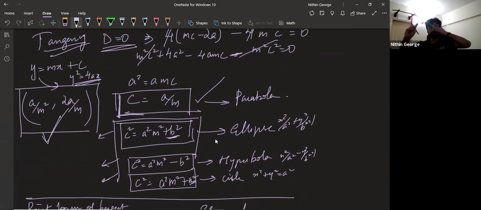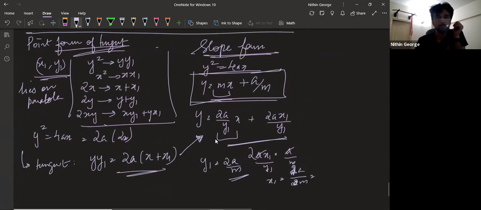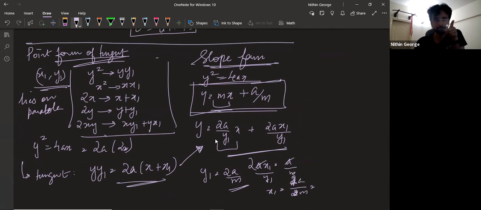Are you getting this, guys? What we did here: we had the slope form. So suppose you have the equation of the tangent, you can easily find the point of contact. Write the equation of the point form of the tangent and find the relevant point there. That will be the point of contact. This method is applicable for ellipse and hyperbola as well. So please understand this.